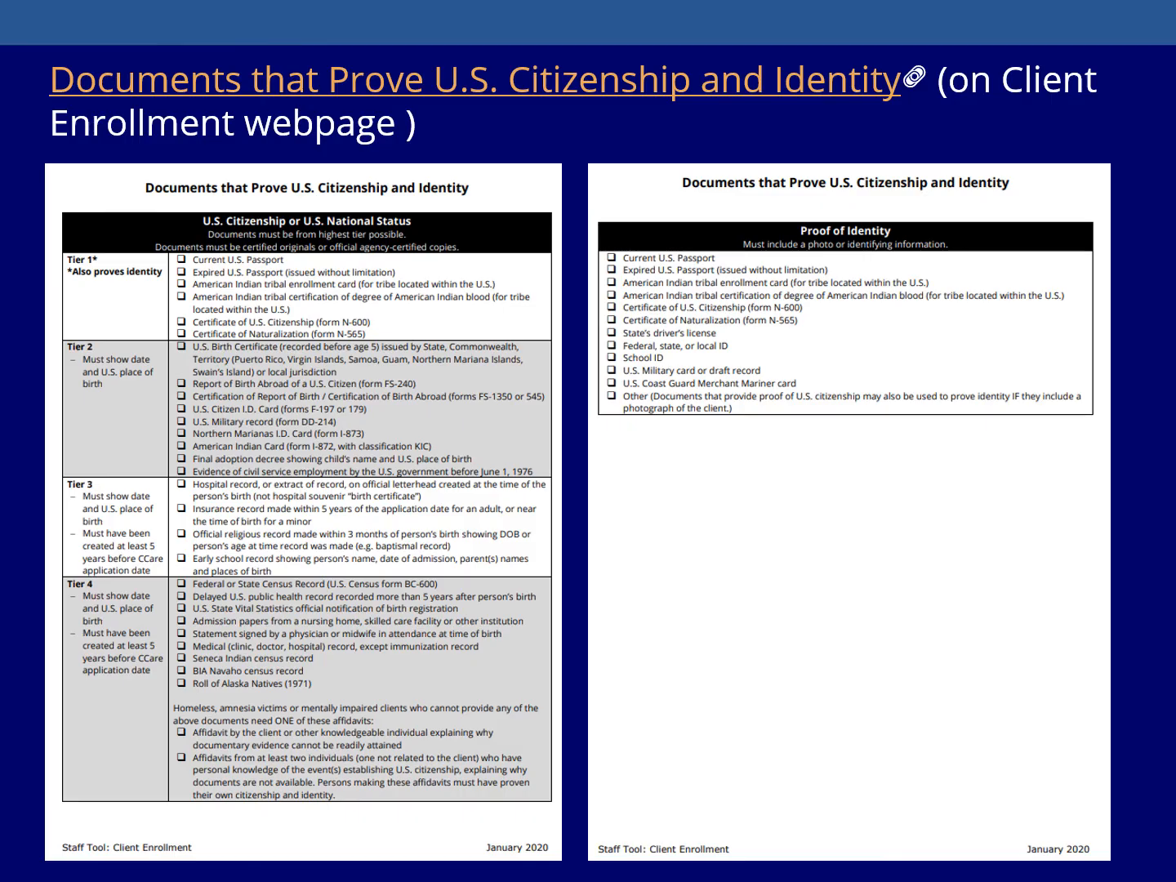We have a resource that lists the different documents that can be used to prove citizenship and identity, and it lists which can be used for both. It can be found on our client enrollment webpage. And that's the enrollment form. But before we wrap up, there are a couple things I want to touch on.